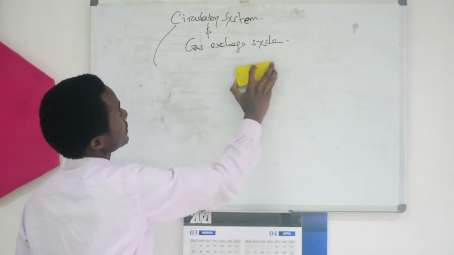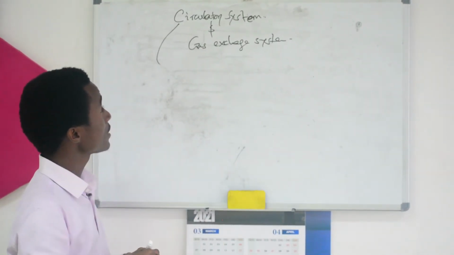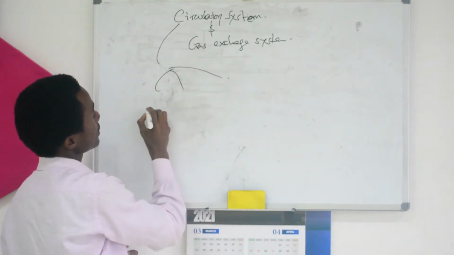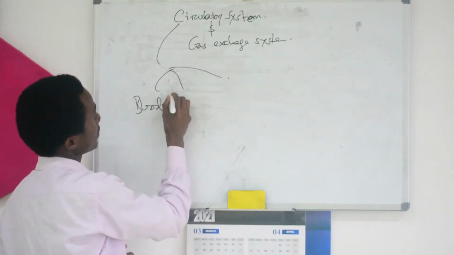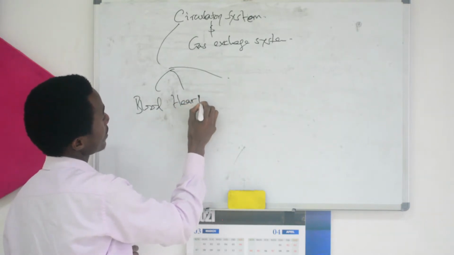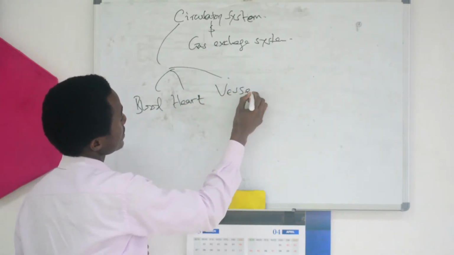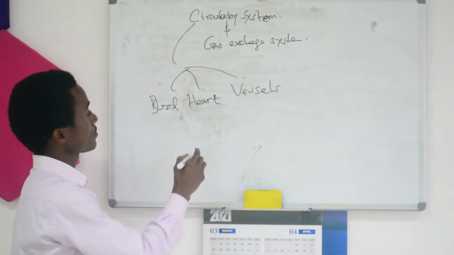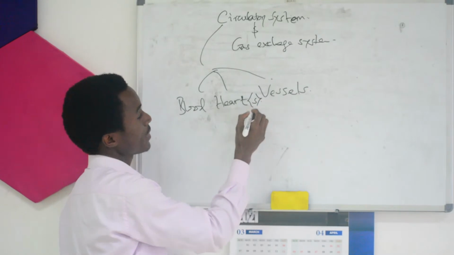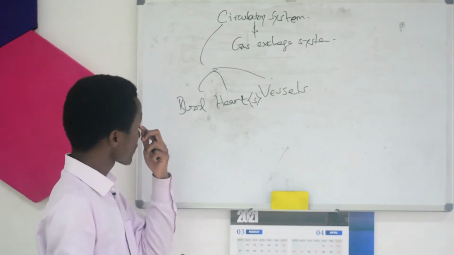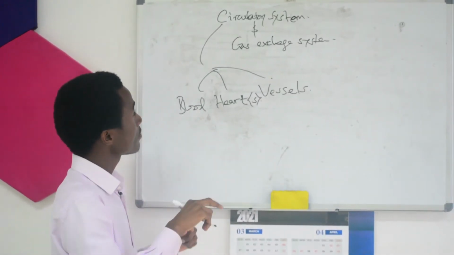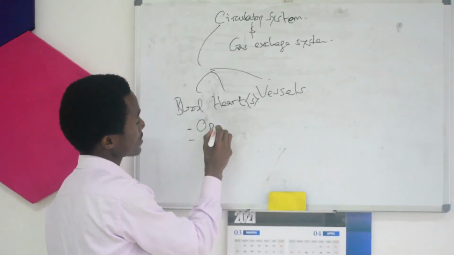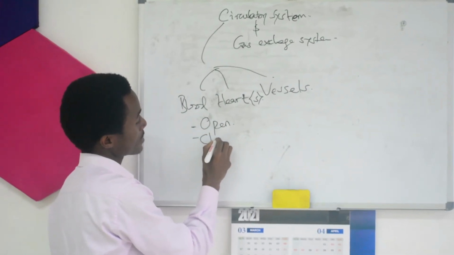We'll start with the circulatory system. There are several components of it, but the main components are blood, the heart, and the blood vessels. One may say heart or hearts depending on the system. And we have two main blood circulatory systems. One is the open circulatory system, the other one is closed.